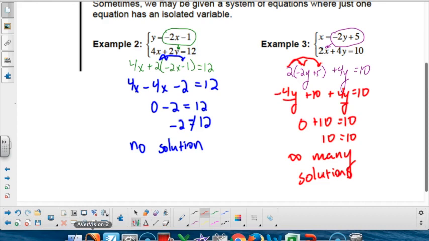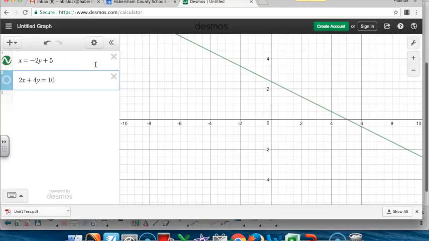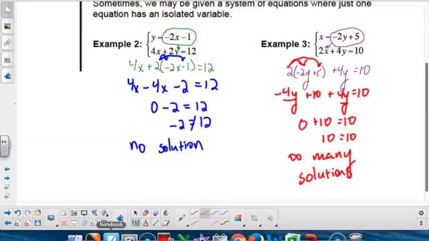If you wanted to see this graphed, this is just my x equals negative 2y plus 5. If I turn on this 2x plus 4y equals 10, you'll see that it turns orange there and shows up right here in the same spot. So they do indeed have infinitely many solutions because they're the same line.